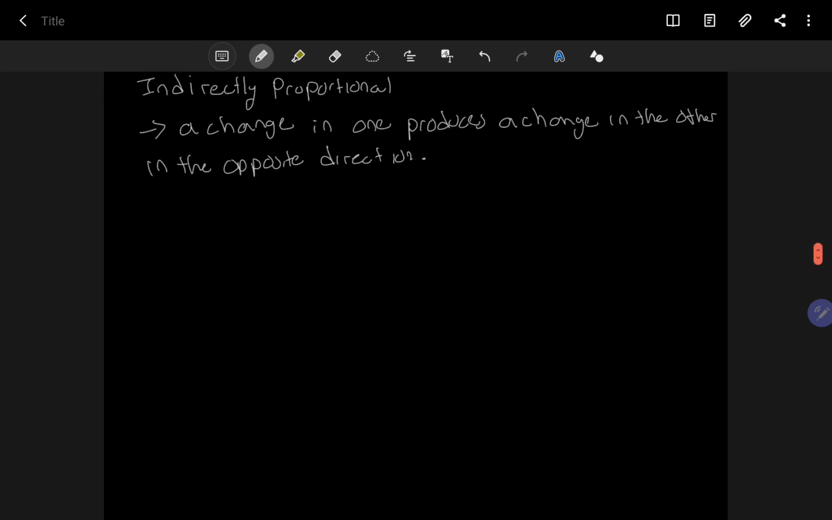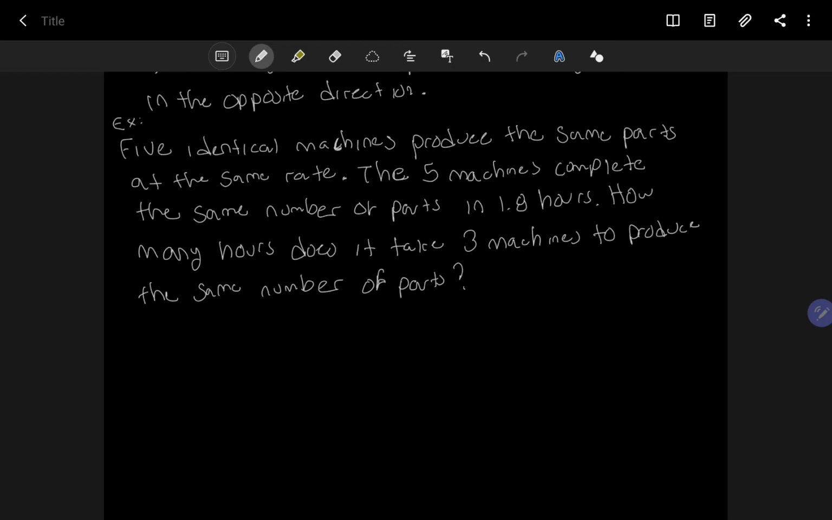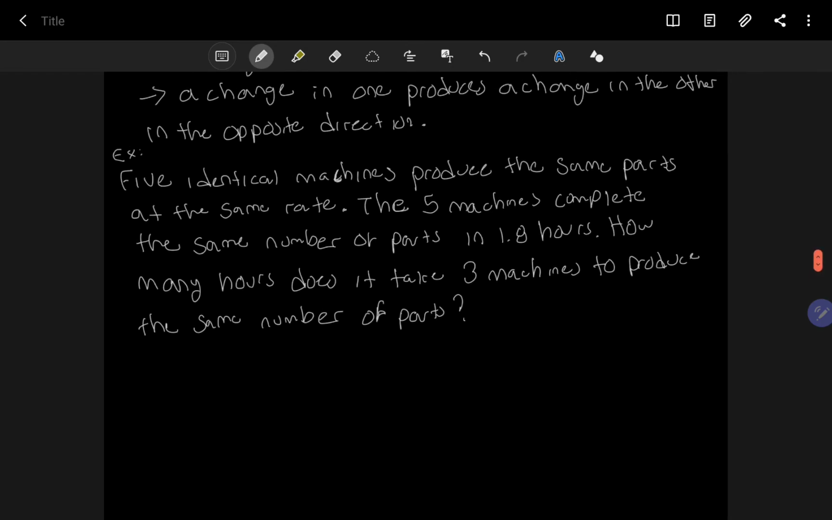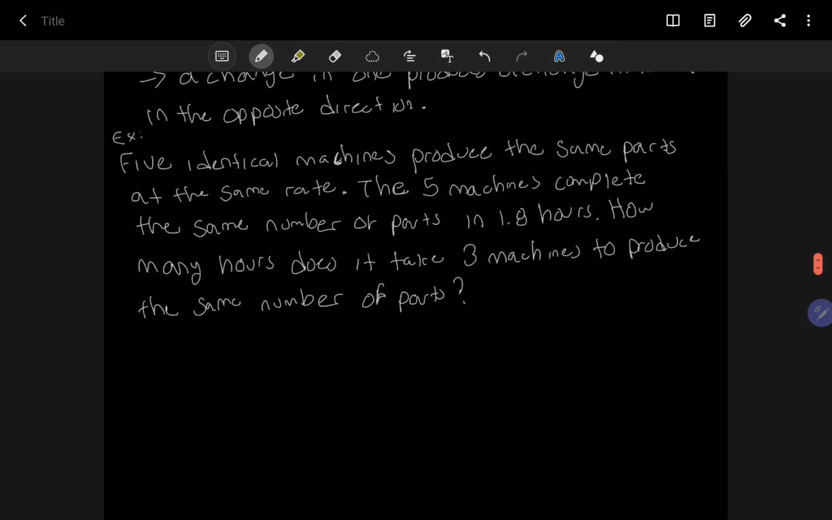So let's look at our first example. Looking at this example, the reason why it is indirectly proportional is because, think of it this way. How many machines do we start with? 5. Perfect. So we start with 5. How many machines do we have now? 3. We have 3.